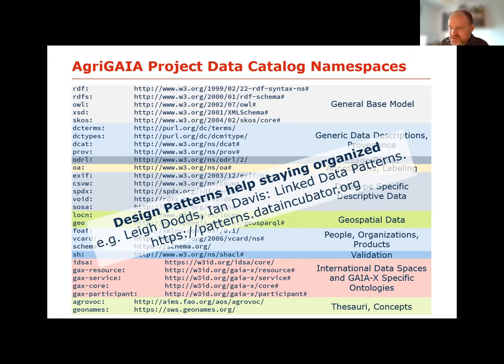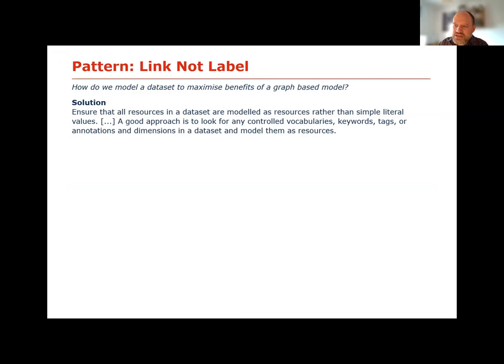Some are sleeping currently, but one thing I want to shortly show you is two patterns that we actually use in the data, from the Linked Data Patterns book by Leigh Dodds and Ian Davis. The first is the pattern link, not label. How can we benefit? How do you model a dataset to maximize the benefits of a graph-based model? The solution is to ensure that you really model everything as a resource.